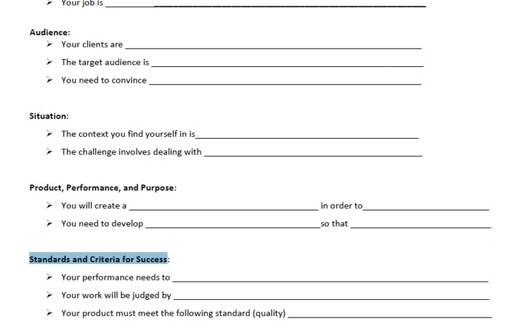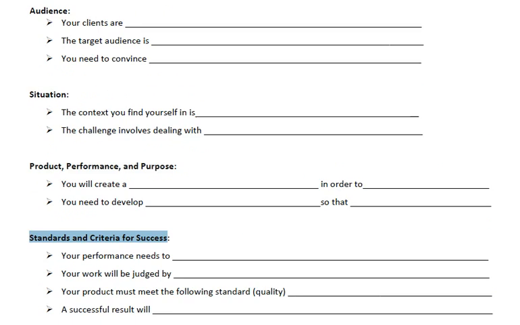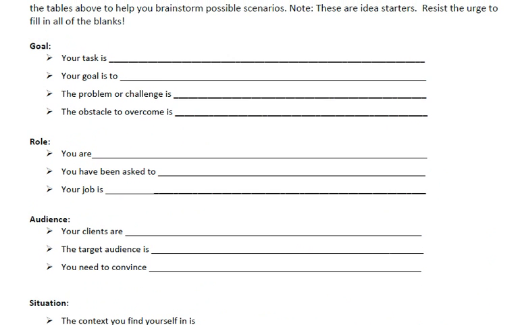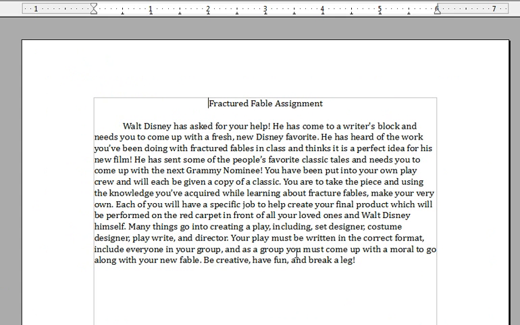So the rough draft of your performance task is going to be a 5 or 6 sentence little thing that just has the goal, role, audience, situation, and then you need to beef it up. I'll put these online for you to see. This is called a fractured fable assignment. This is one that a student did who was doing one with 4th grade literature.